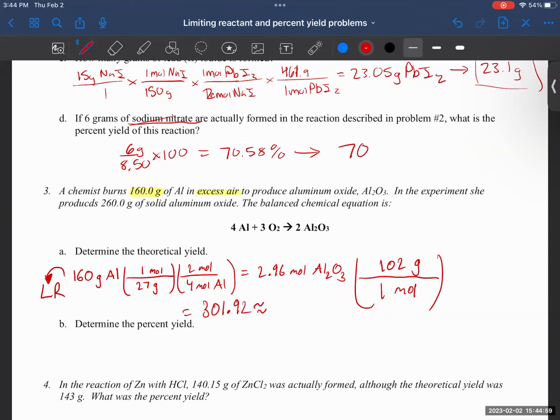So what you can say, 301.92, this would be 302.0. Why not 301.9? That could also be the case. 301.9, I just wanted to round. 301.9 grams of aluminum oxide. All right, so that's our theoretical yield.